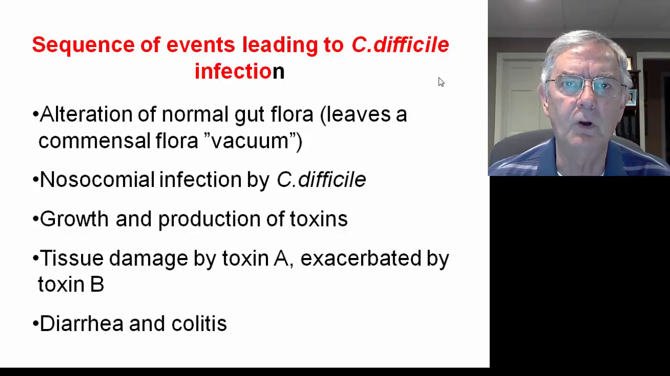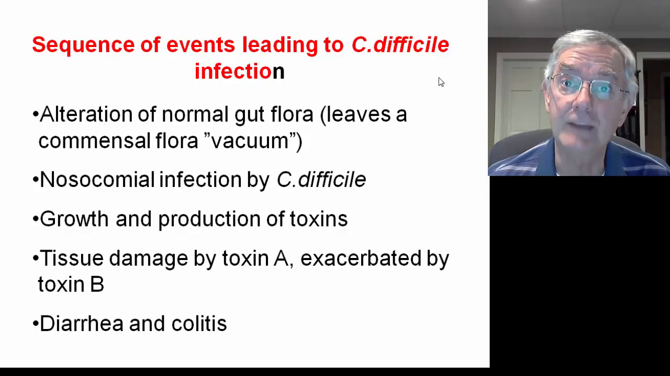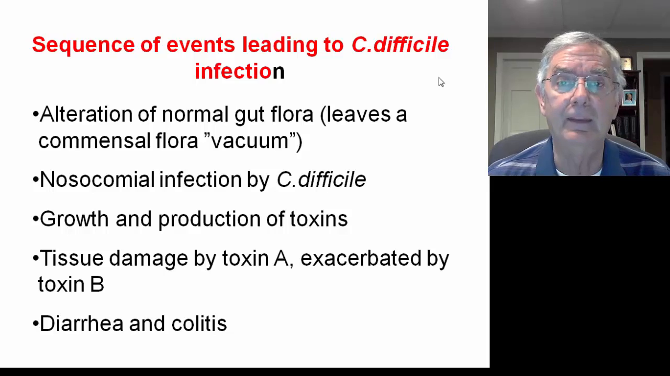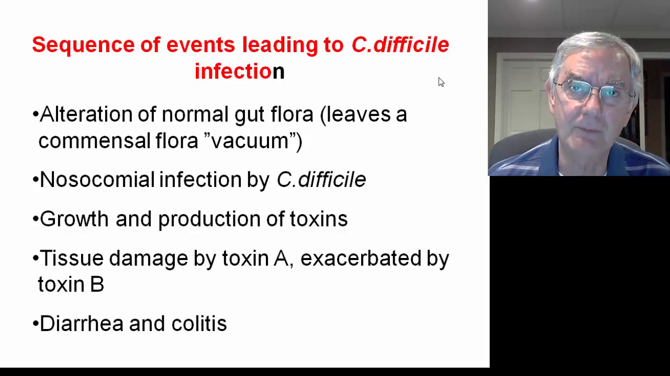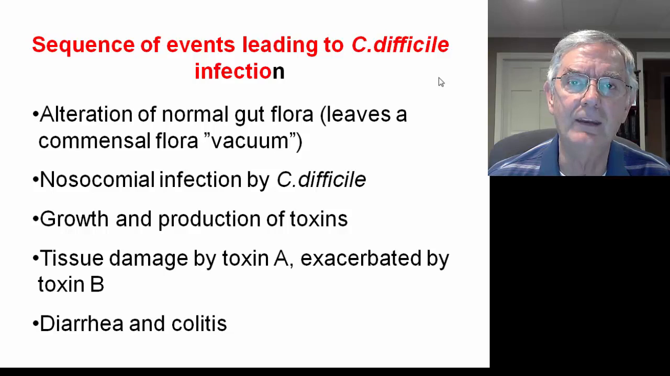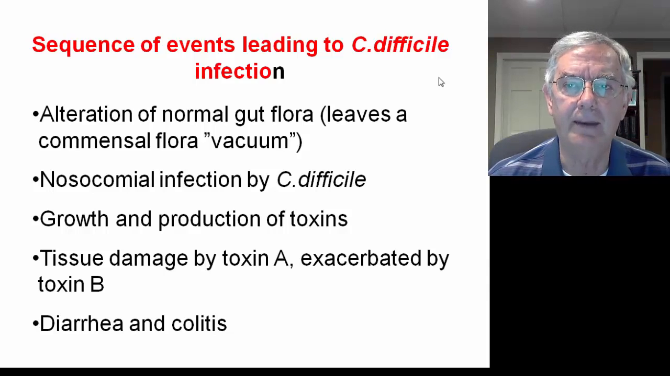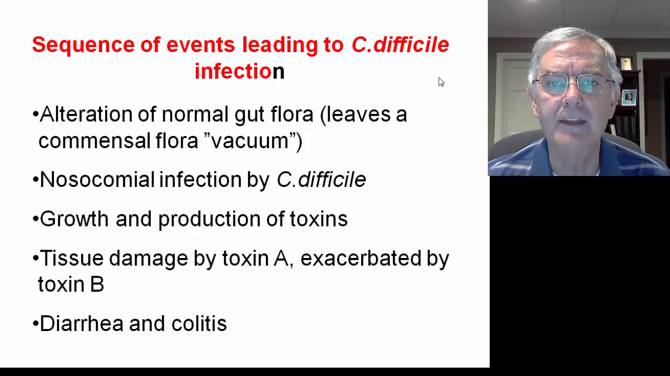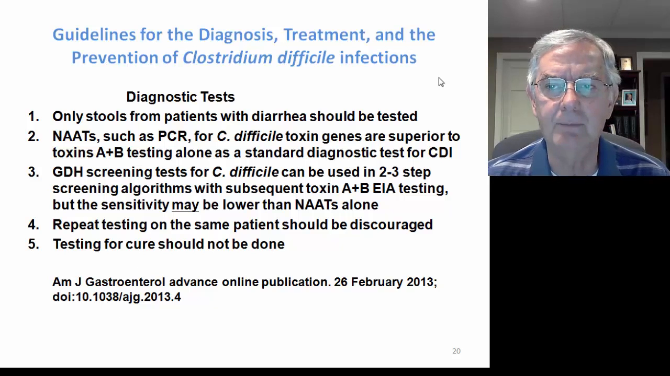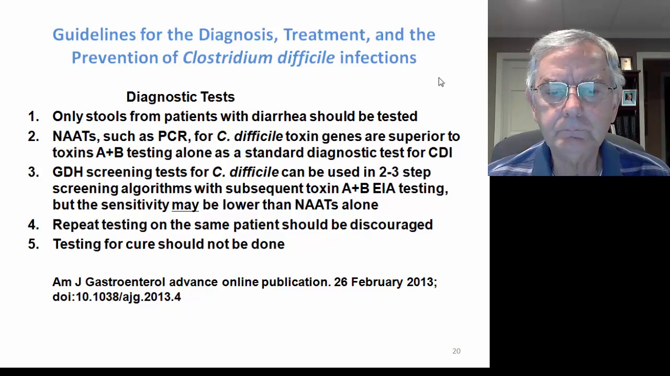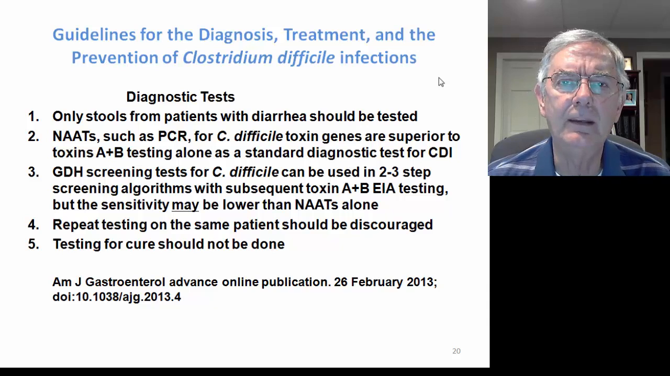The organism grows in the intestine. It produces its toxins, A and B. The tissue damage is usually caused by toxin A, and that's exacerbated by toxin B. And then, of course, we see the diarrhea followed by colitis. We do have guidelines for treatment, diagnosis, and preventing infections, and we can look at some of those.